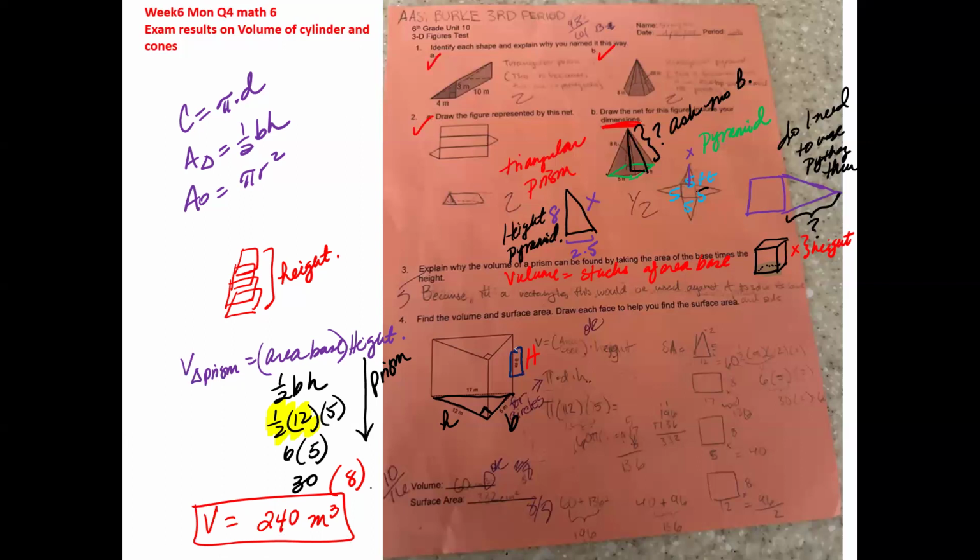Because this is the height. Volume of a prism is the area of the base times height. This is the height. So imagine there's a bunch of triangles and we're just stacking them on top of each other. 12 is the height of the prism.